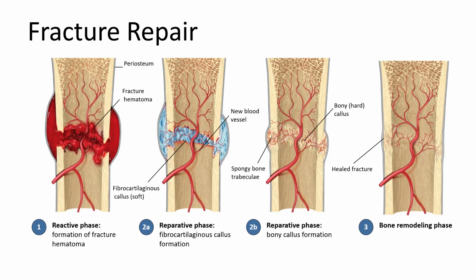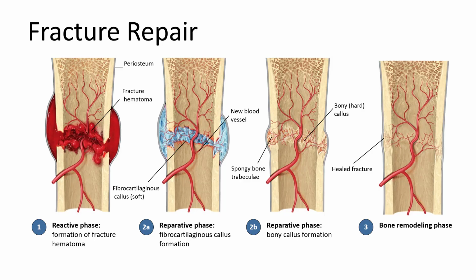The reparative phase is the second phase in the fracture repair process. This phase firstly begins with the formation of the fibrocartilaginous callus. The fibrocartilaginous callus is a soft structure made from cartilage and collagen, and it essentially acts as a bridge between the broken portions of bone, holding them together. This callus usually takes around 2 to 3 weeks to form. During this period, blood vessels also begin to grow into the fracture hematoma, allowing phagocytes to circulate into the area and clean up the dead bone cells.